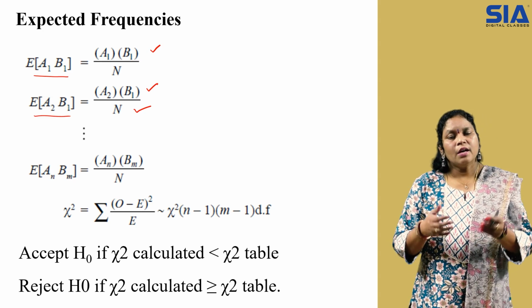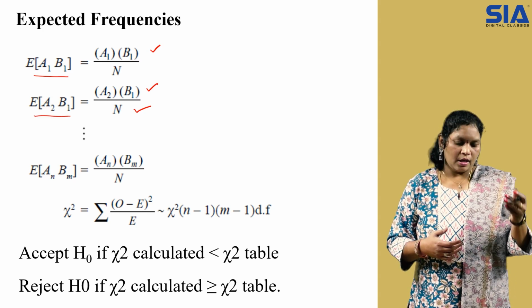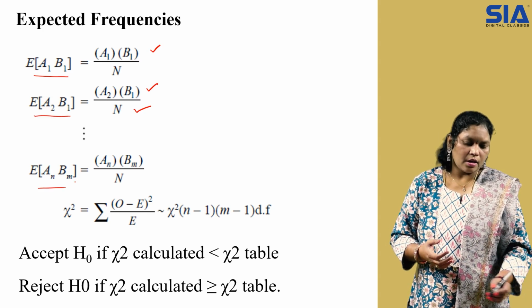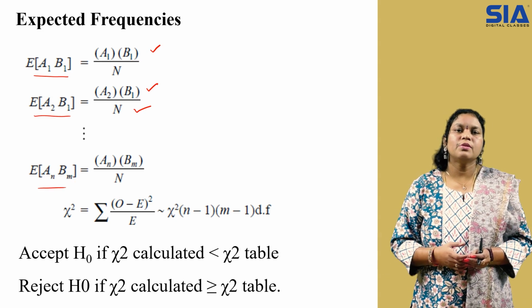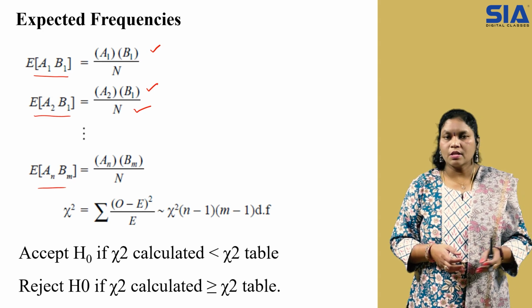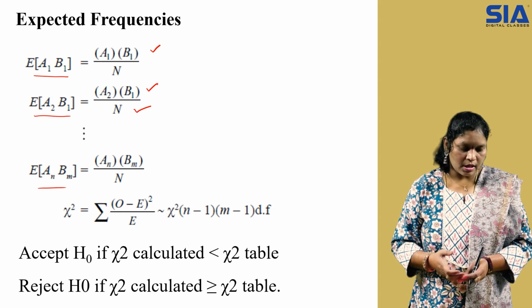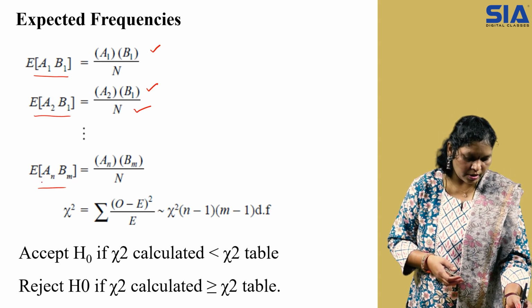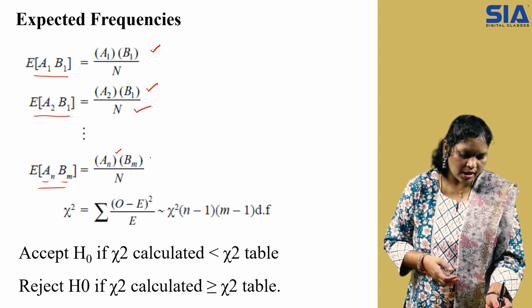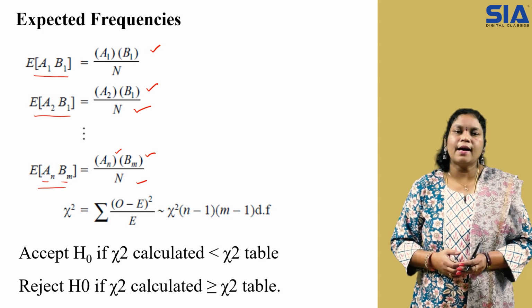In that way, consider every row from the beginning A1 B1 to the last value, that is your AN BM. You have to calculate for each and every observed frequency the expected frequency using the same formula. Let us check how it works for the last intersection, the expected value for AN and BM. For its intersection, you consider its totals, AN total into BM total divided by capital N. You do this, and you get the last value.